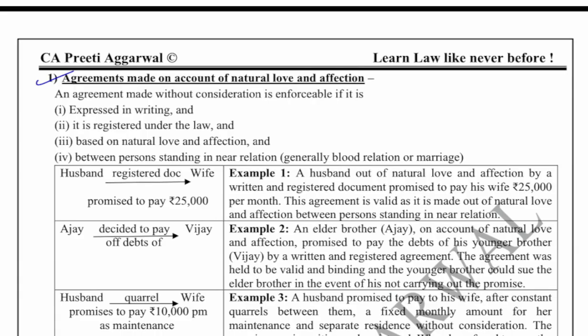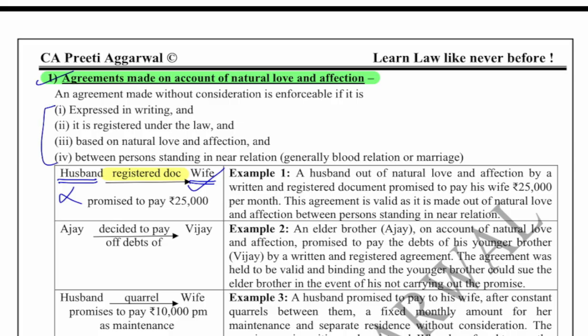The first is agreements made on account of natural love and affection. Now, husband promised to pay 25,000 rupees to wife, but this is a domestic agreement. That is why he is promising by a registered deed. Registered means it has to be in writing. So it was in writing, it was registered. Law says there is consideration for the wife, 25,000. But husband is not getting anything in return. Ideally, this should not be a valid contract.